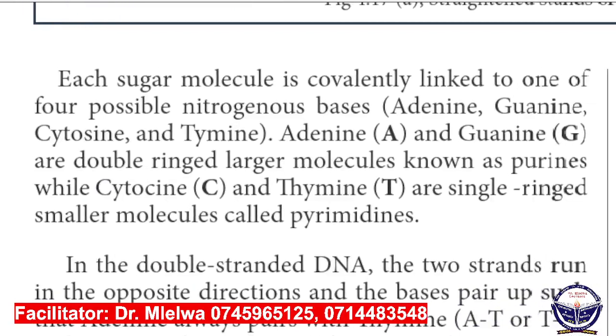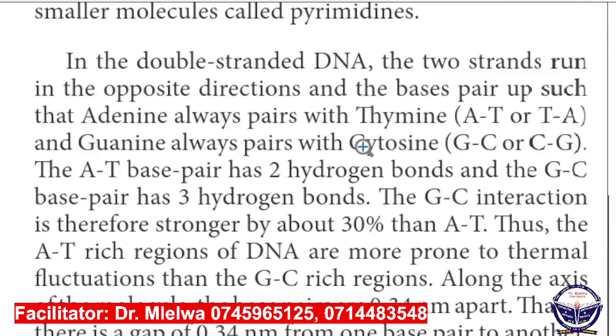Kila sugar molecule imekuwa linked kwenye one of the 4 possible nitrogenous bases. Unaona bwana? Adenine and the guanine are double ring large molecules known as purines, while cytosine and thymine are single ringed smaller molecule called pyrimidine. In a double-stranded DNA, the 2 strands run in the opposite direction, and the bases pair up such that adenine always pairs with thymine, and guanine always pairs with cytosine.